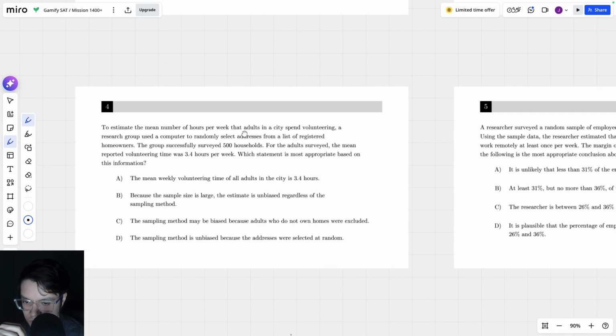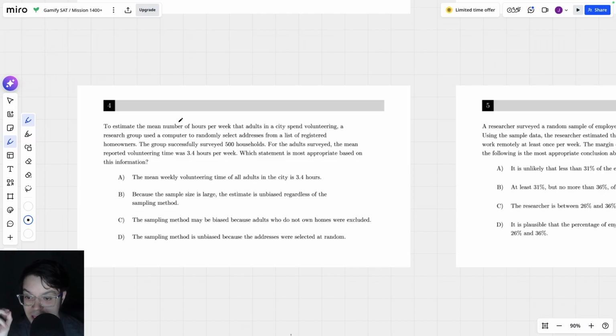Okay, again, go ahead and pause the video and try this one. To estimate the mean number of hours per week that adults in a city spend volunteering, a research group used a computer to randomly select addresses from a list of registered homeowners. The group successfully surveyed 500 households. For the adult survey, the mean reported volunteering time was 3.4 hours per week. Which is most appropriate based on this information? Okay, so it says the mean time is 3.4 because it's too large, the sampling method is biased or is unbiased. I would actually say here again that it would be biased.